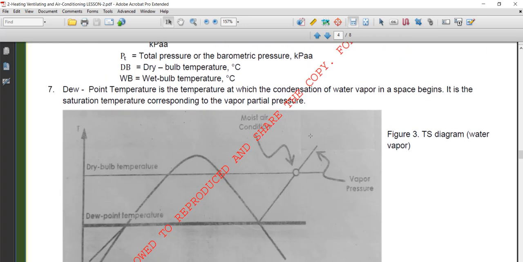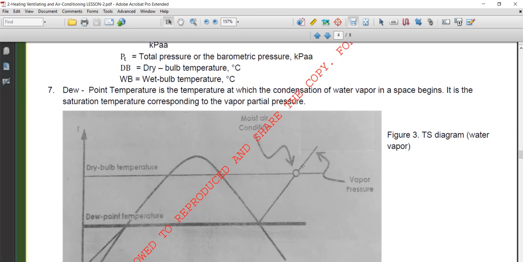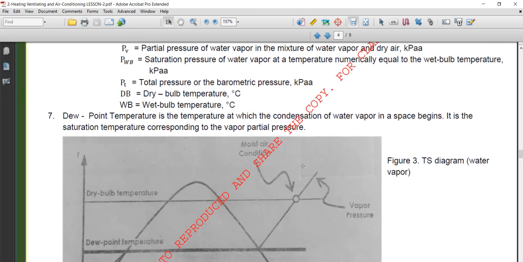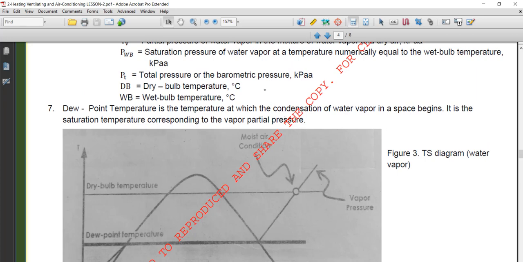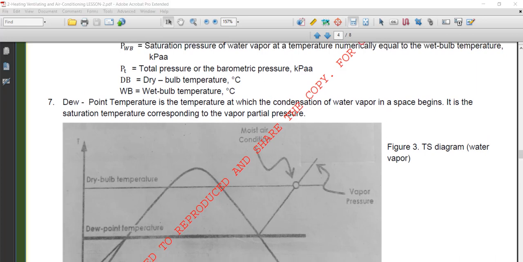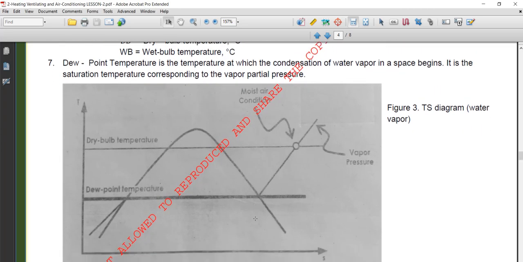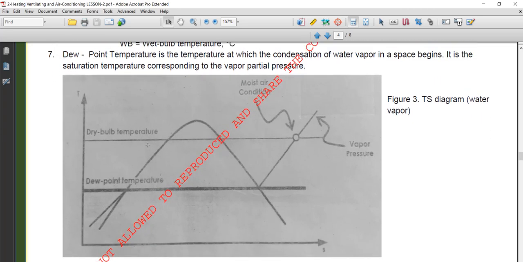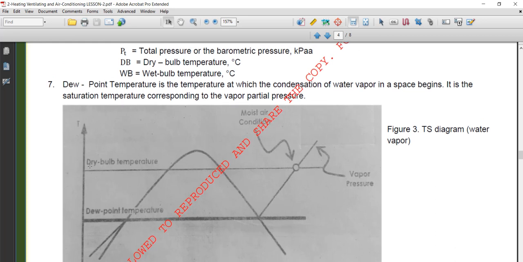Okay, so we have the definition for dew point temperature. It's the temperature at which the condensation of water vapor in space begins. It is a saturation temperature corresponding to the vapor partial pressure. So looking at the TS diagram we have here, these are the properties. You have your dry bulb temperature going up here, and you have your dew point temperature going here. This is the dew point temperature. Then you have your moist air here, then you have your vapor pressure here.